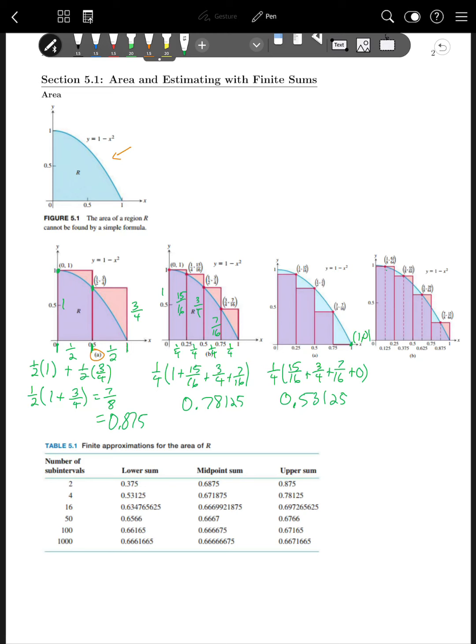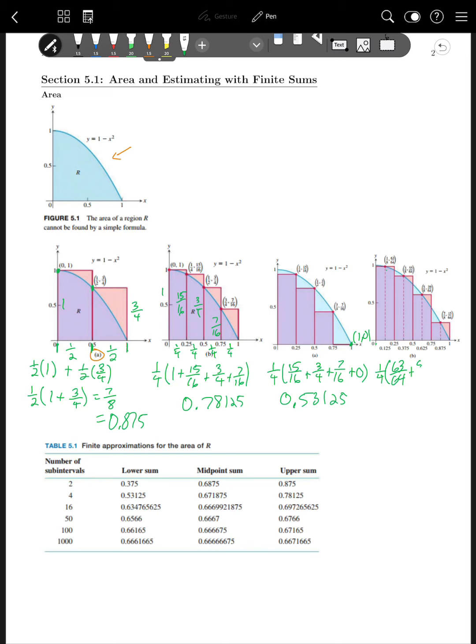And the right-hand endpoint for this one would be 0. So plus 0. And when we do that, we get 0.53125. And now notice the rectangles in B were bigger than the region area. The rectangles for this A, sorry, it's another A, are smaller. So we would expect the area of the region to be between these two numbers.